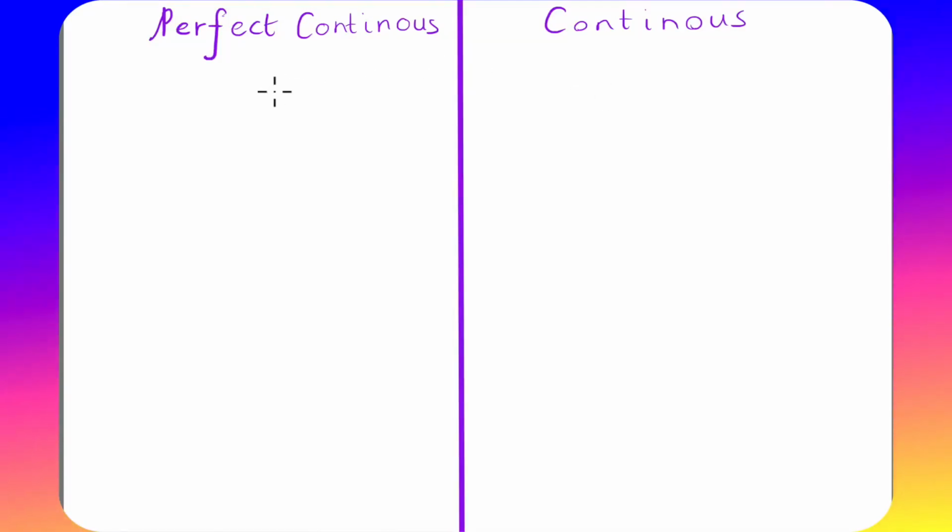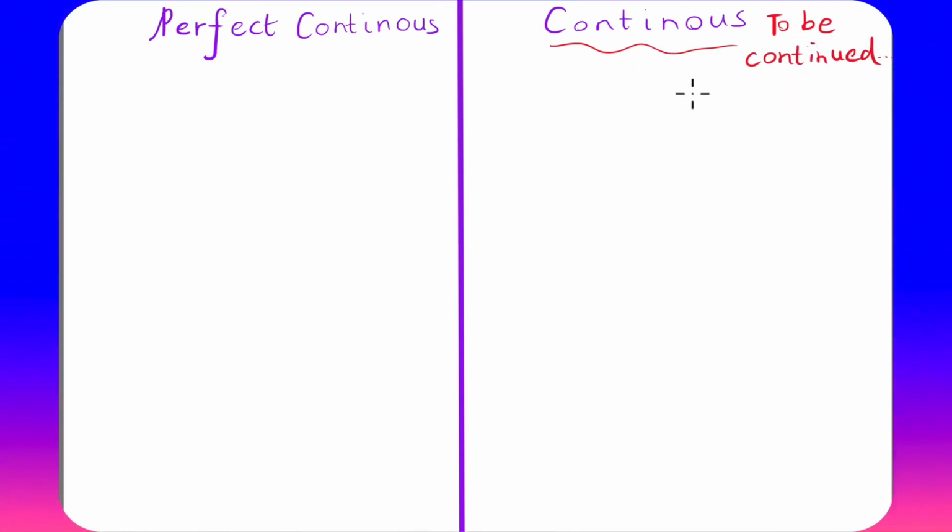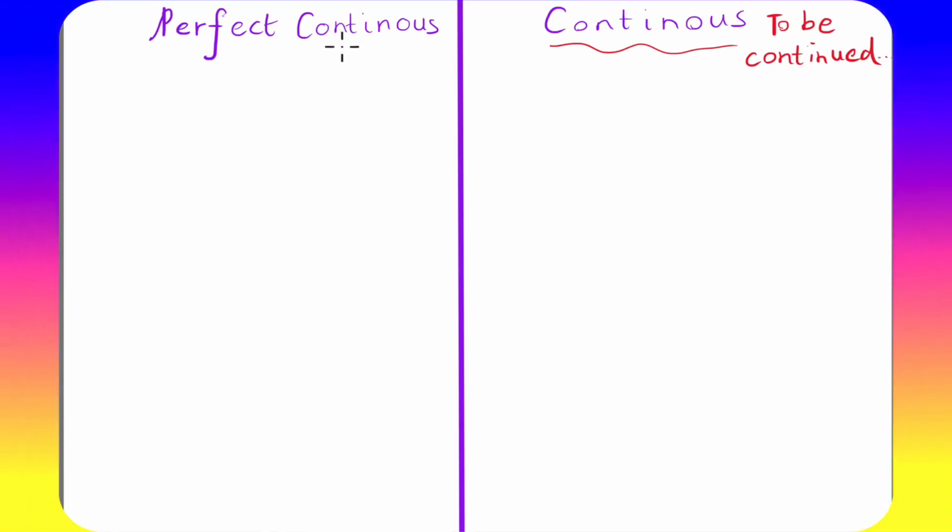Today's lesson we're going to be talking and referring back to our continuous tenses. So, to be continued. Continuous tense means it's continuing over time, it's not completed. Our perfect continuous tense also means it has not been completed, it's still again continuous.